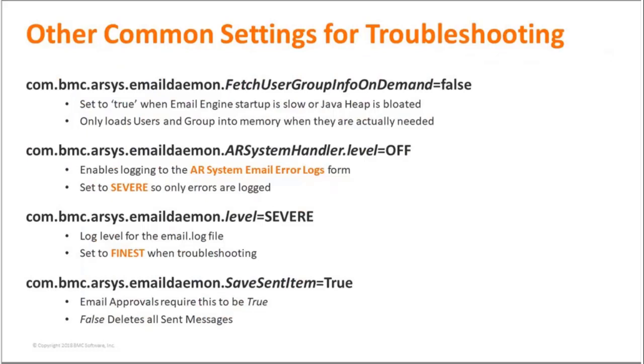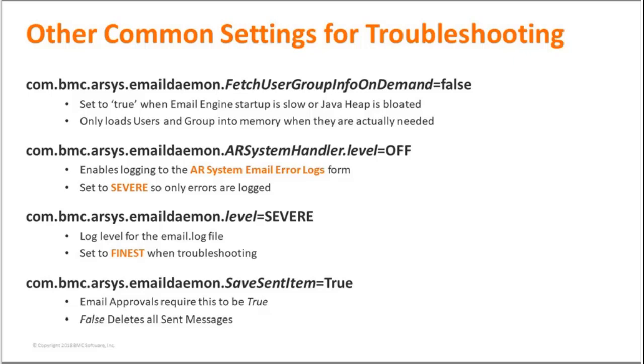So let's look at some of the common settings that people use for troubleshooting. The first one is fetch user group info on demand. By default, this is set to false, which means when the email engine starts up, it loads all of the user and group information into its cache. If you had thousands or hundreds of thousands or more users and groups, it might take a while to load all the user and group information into cache. It also might cause memory to grow.